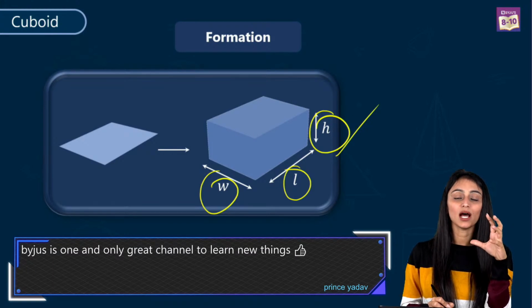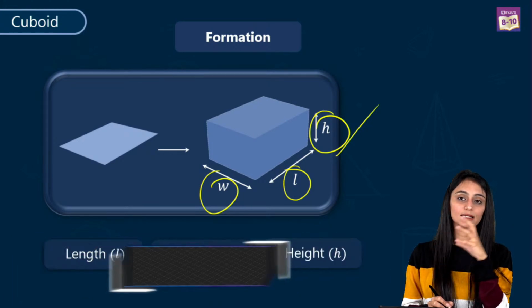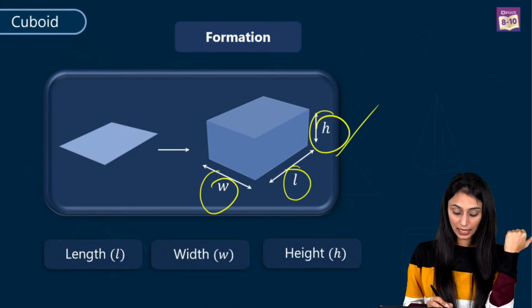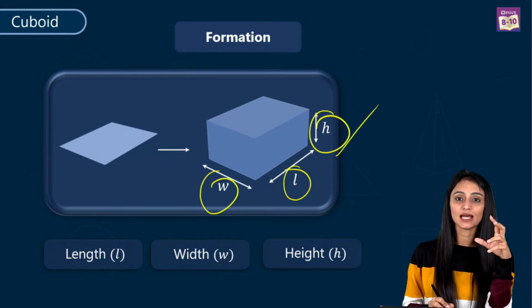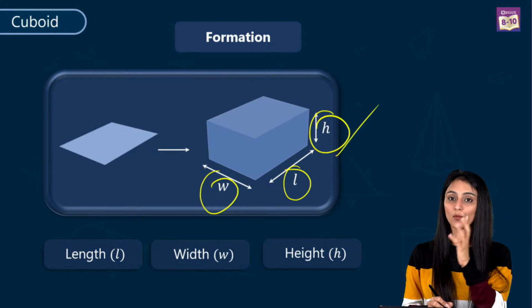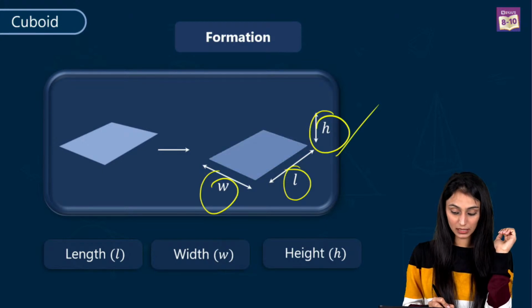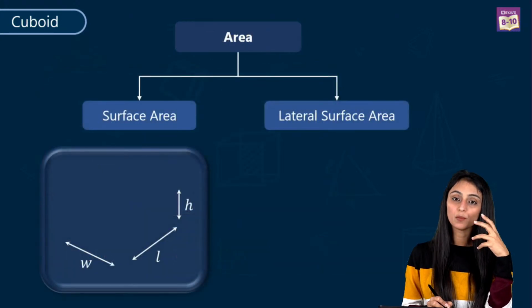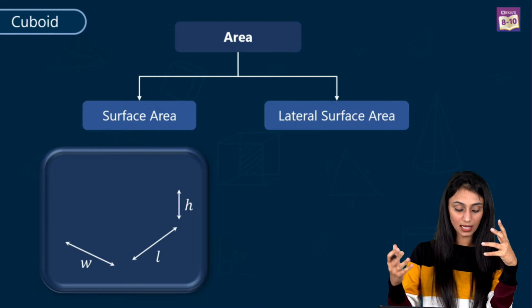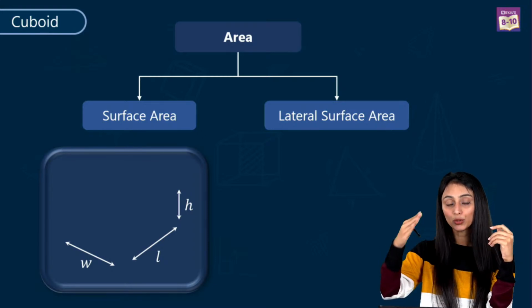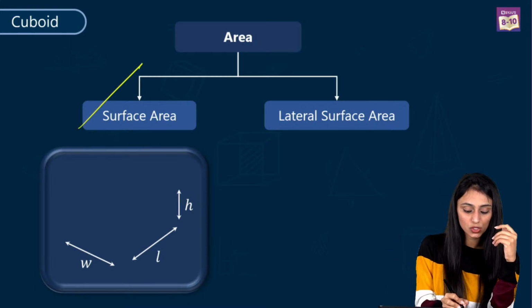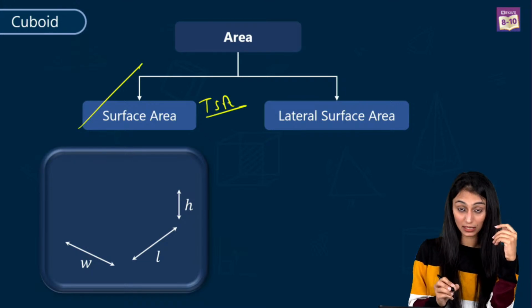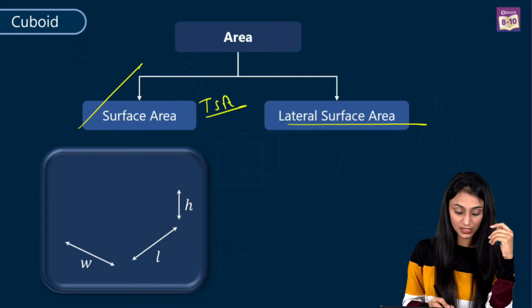So here we saw how a cuboid is formed, how a 3D model is converted from a 2D figure. Now, as I said, 2D figures have areas and perimeters. So in the case of a cuboid as well, we have areas, and that area is classified into two categories. We have surface area, which is basically the total surface area, and we have lateral surface area.